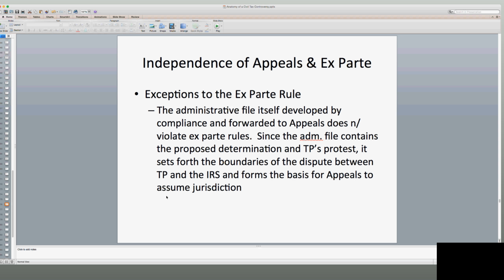Exceptions to the ex parte rule: the administrative file itself, developed by compliance and forwarded to appeals, does not violate ex parte rules. So the sharing of the file itself between the examiner and the appeals officer doesn't violate the rule. Since the administrative file contains the proposed determinations and the protest filed by the taxpayer, it sets forth the boundaries of the dispute, and this forms a basis for appeals to assume jurisdiction.